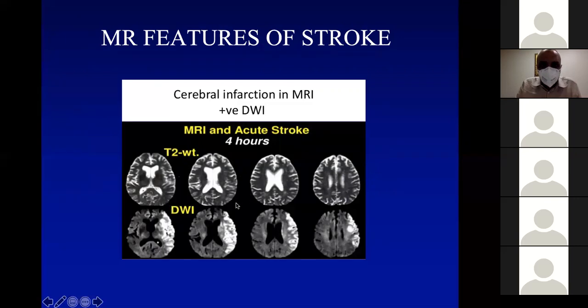Now these are DWI images at the bottom. You could see that this area, which is in the distribution of the left middle cerebral artery, appears white. Now this is an acute ischemic stroke, and this acute ischemia is indicated with high signal abnormality in the left parietal cortex and deep white matter. Same patient on T2 weighted image. This is the T2 weighted image of the same patient. It is very difficult to identify it, almost impossible.